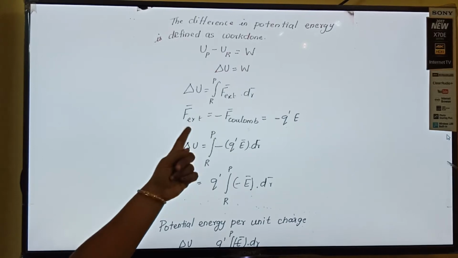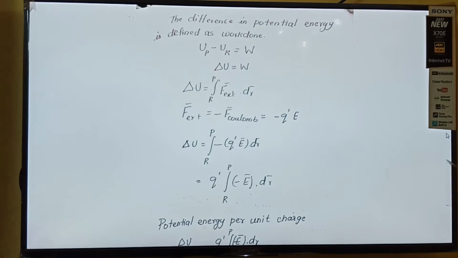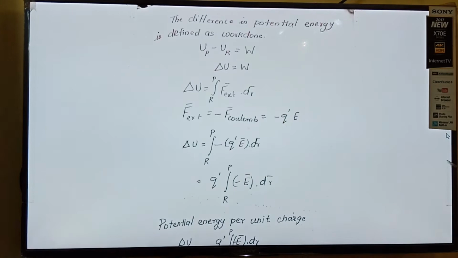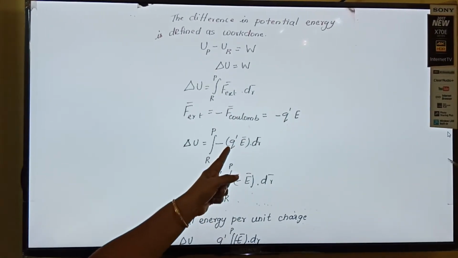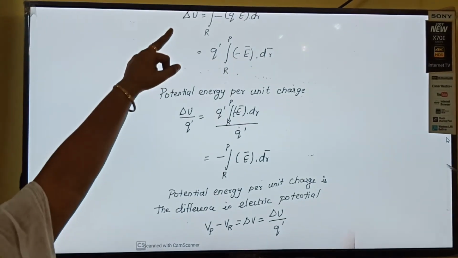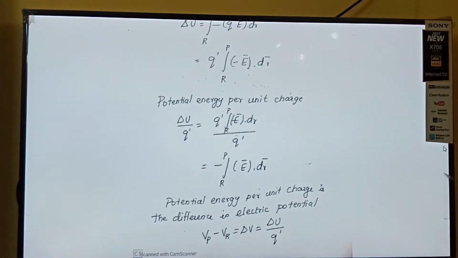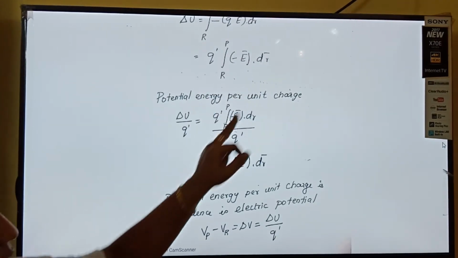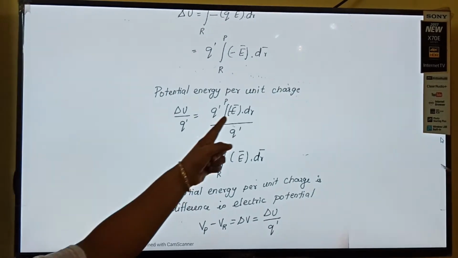Next, we take the formula for force. We already know the formula for force is QE. Here we write minus F Coulomb, and so minus Q dash E. So we write this F in this place. Now bring this Q dash outside. Next we divide del U by Q dash, and so we get the potential energy per unit charge. So del U by Q dash is equal to this term divided by Q dash. The Q dash gets cancelled, and so we get only this term.